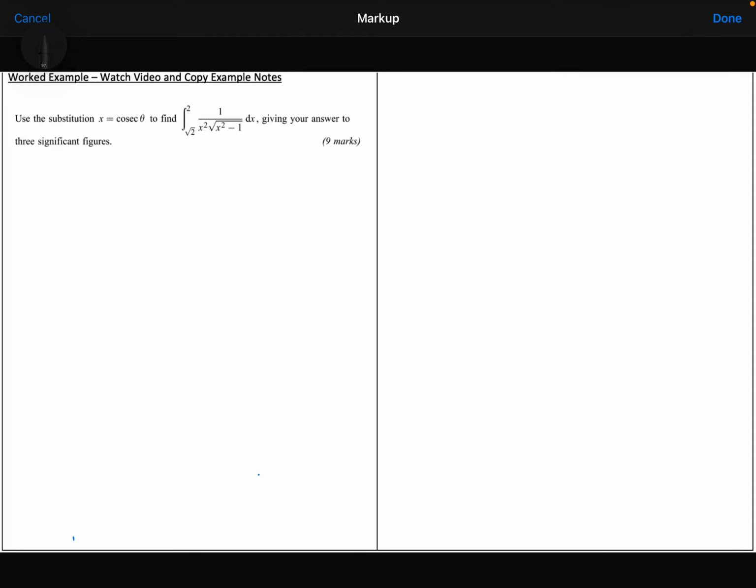Use the substitution x equals cosec theta to find the integral from root 2 to 2 of 1 over x squared times the square root of x squared minus 1 with respect to x. Give my answer to 3 significant figures.